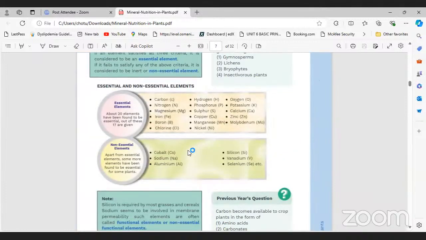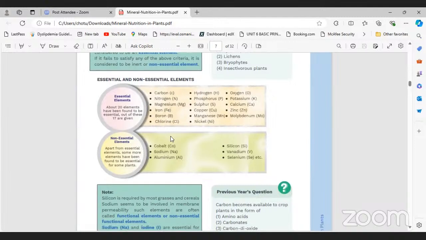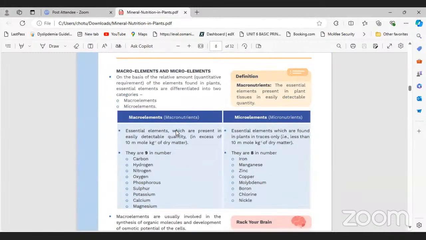See, essential elements and non-essential elements: carbon, nitrogen, magnesium, iron, these are the essential elements. These are the non-essential. 20 elements have been found essential. Out of these, 17 are given. Apart from these, these are the essential elements.